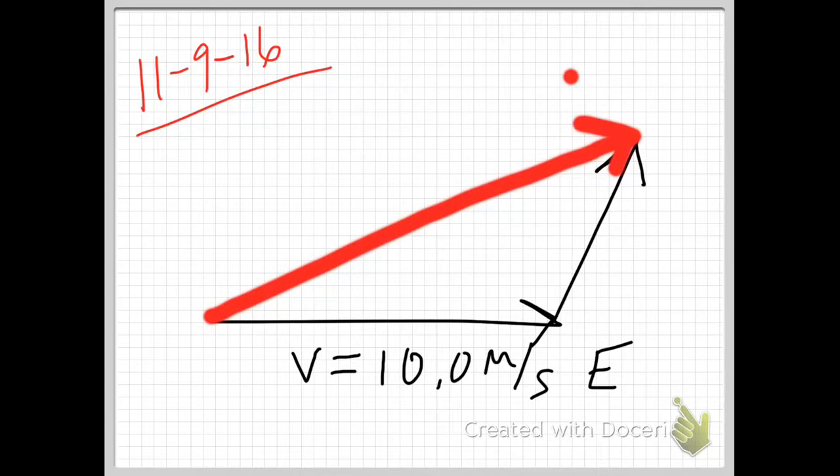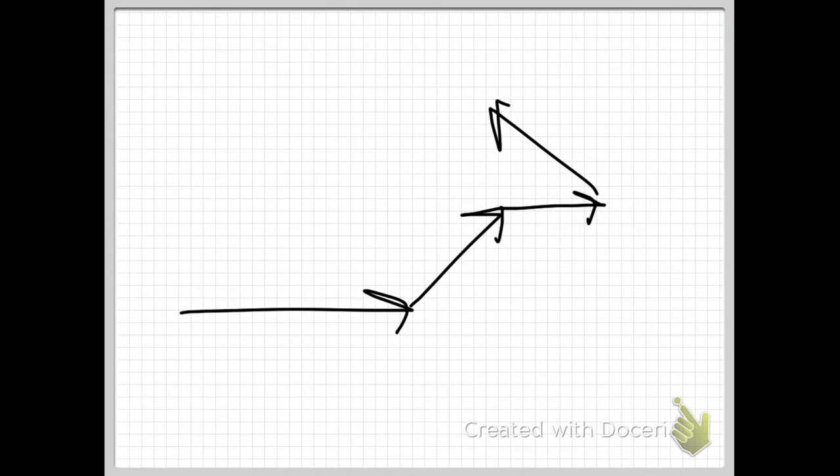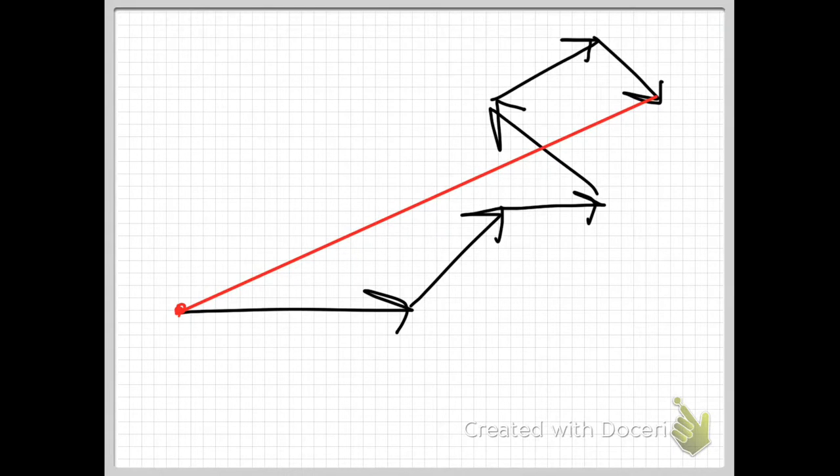Okay, so vectors are always represented with arrows. Resultants are what connect the tail of the first vector to the head of the last vector. Doesn't matter how many component vectors you have, the resultant is still connecting the tail of the first to the head of the last. And it's really easy if you use the line tool on Doceri to get a nice straight line. That's your resultant vector. Doesn't matter how much you wiggle around, doesn't matter how far you go.